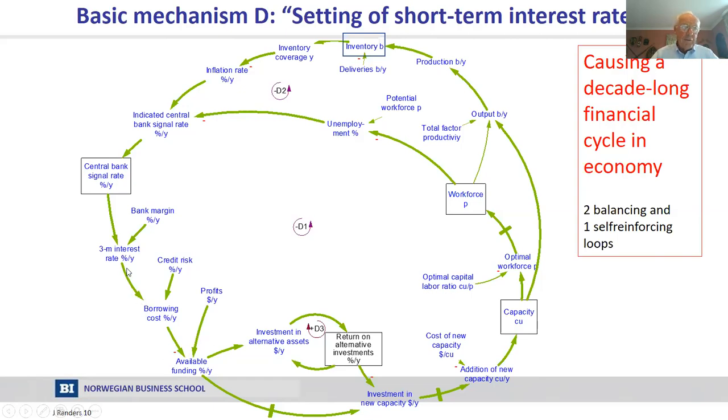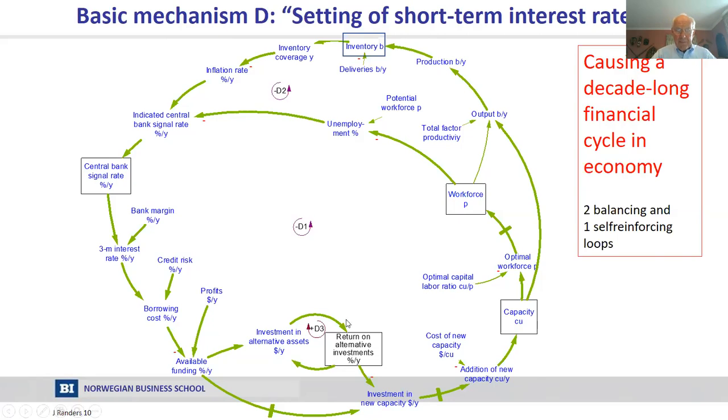The borrowing cost is determined by the 3-month interest rate, adding the bank margin and the credit risks. And the 3-month interest rate in turn is determined by the central bank signal rate, which is the result of the central bank trying to keep inflation at the proper level and keeping unemployment at the proper level. And of course, the inflation rate goes back to the inventory, goes back to output, goes back to capacity, and unemployment goes back to workforce and back to capacity, and this closes essentially the loop.